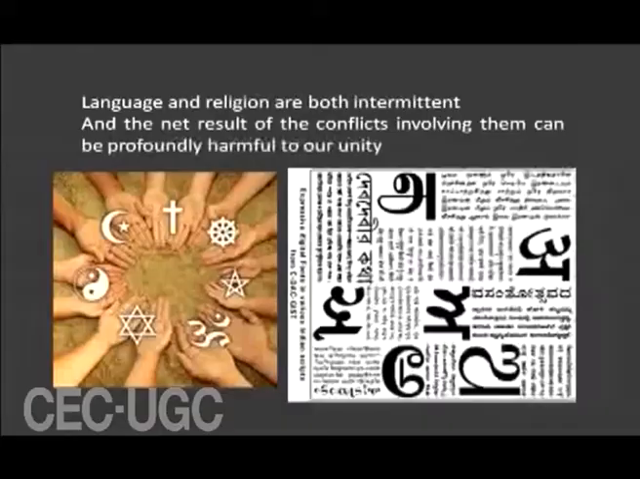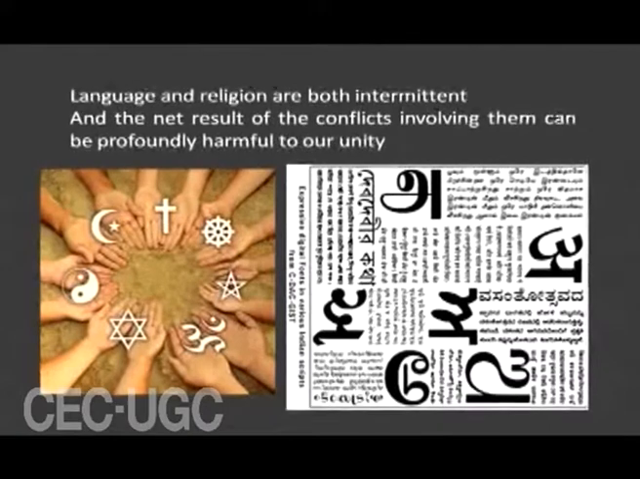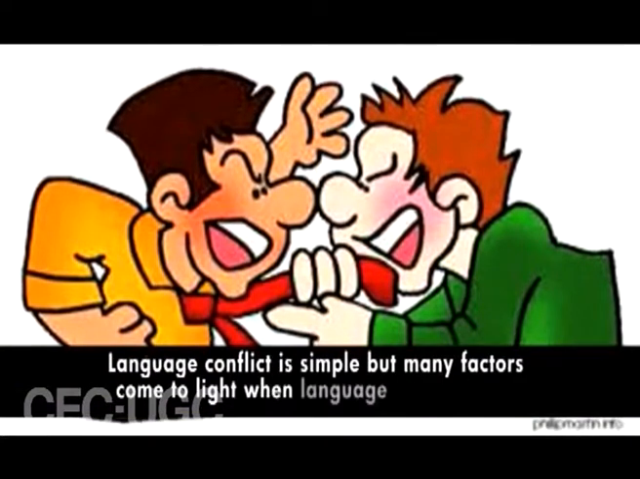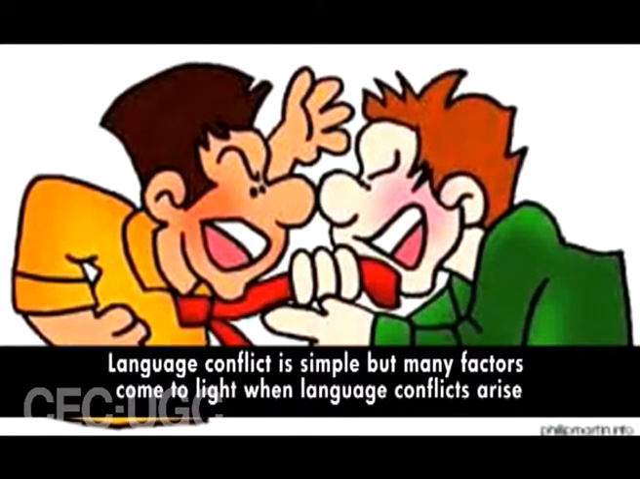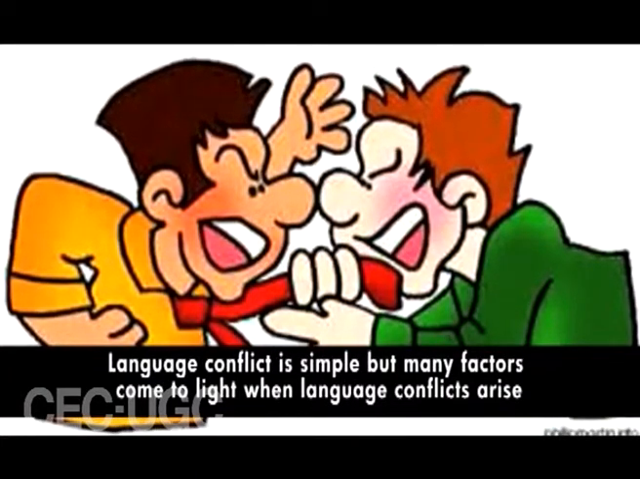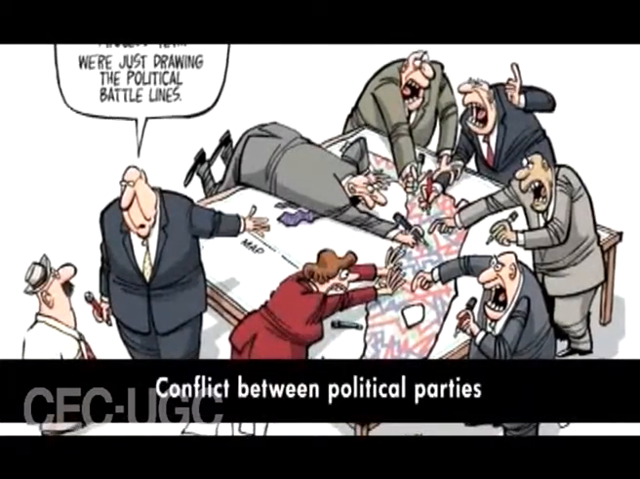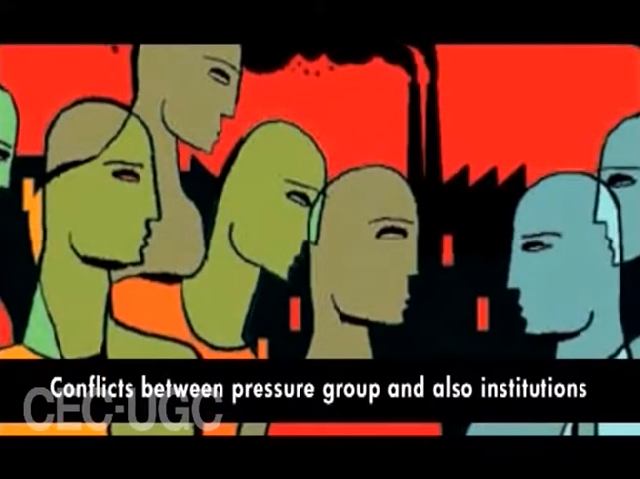But the fact is that the former is older than the latter and covers more domains of life than the latter. Language and religion are both intermittent, and the net result of the conflicts involving them can be profoundly harmful to our unity. You know, a language conflict is simply conflicts between languages in India. There are many factors that came into light when language conflicts arise. Do you know what these factors are? These are conflicts between political parties, social classes, urban people and rural people, pressure groups, and also conflicts between institutions.